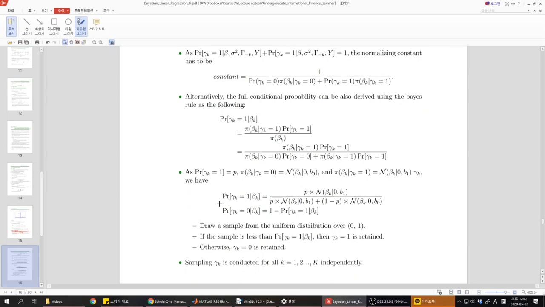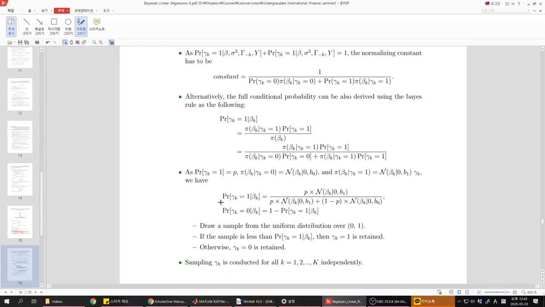So then we have to sample gamma k. Gamma k will take 1 with this probability, and gamma k will take 0 with this probability. To sample gamma k, just draw a uniform draw from this uniform distribution, defined over the interval 0 and 1. Suppose this is 0.7. The probability that gamma k equals 1 is 0.7.